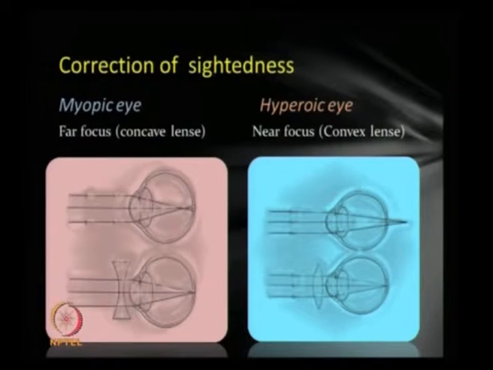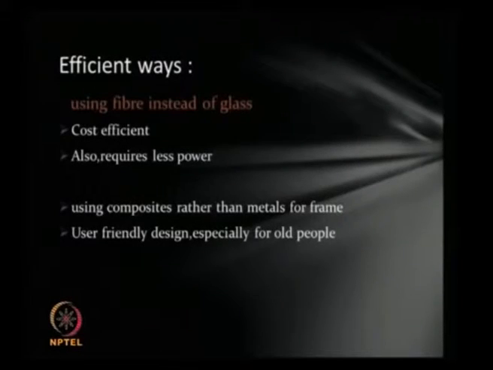As you can see from the slide, for a myopic eye we can use a concave lens. As all of you know, a concave lens diverges the light coming through it and makes the focus fall on the retina. And for a hypermetropic eye we can use a convex lens, which makes it fall on the retina by converging it. These are some of the efficient ways to correct them.